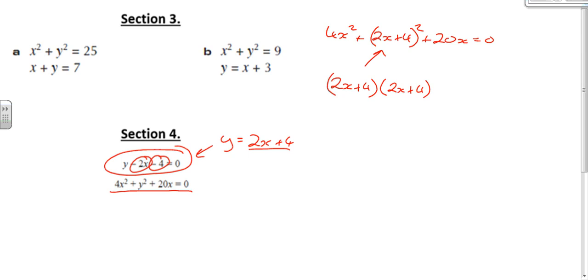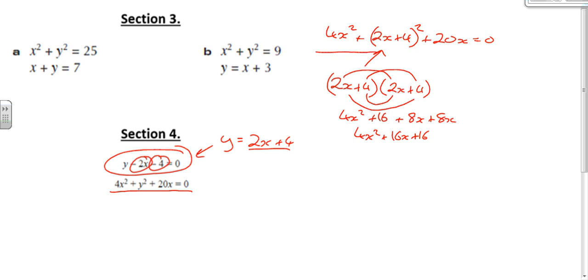Using the smiley face method, left eyebrow, 4x squared. The right eyebrow, plus 16. The nose, plus 8x. And the mouth, plus 8x. So that simplifies down to 4x squared plus 16x plus 16.